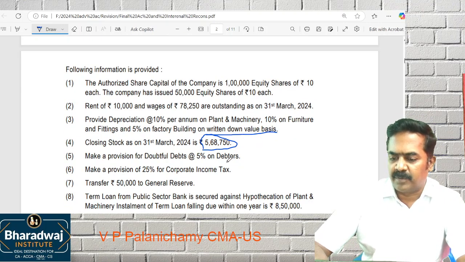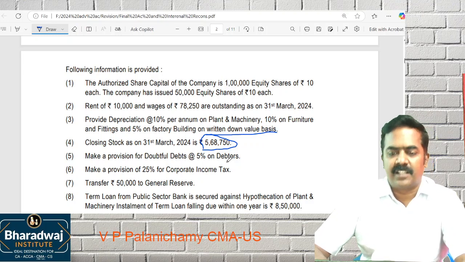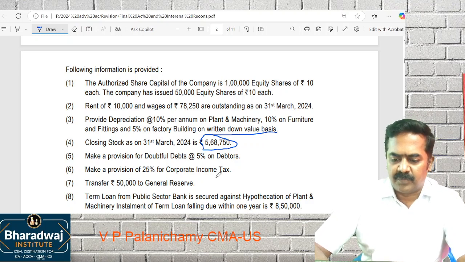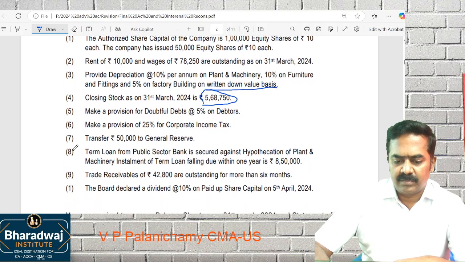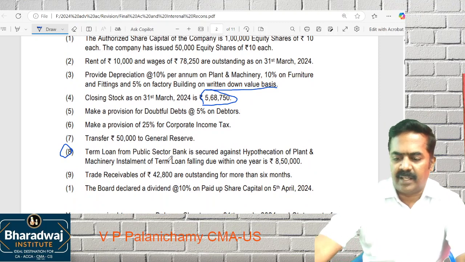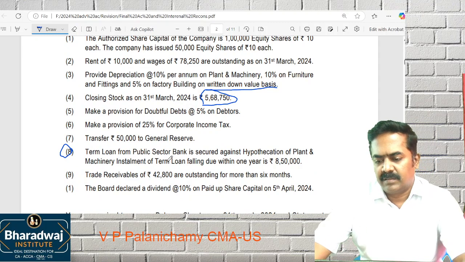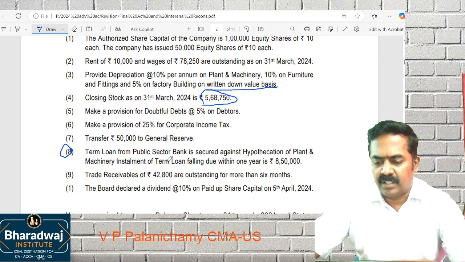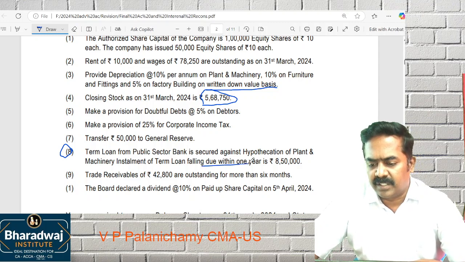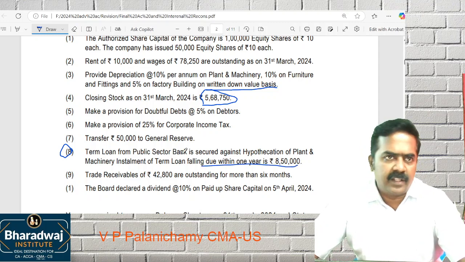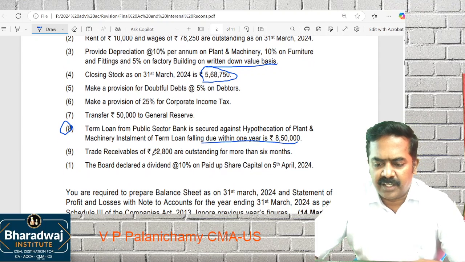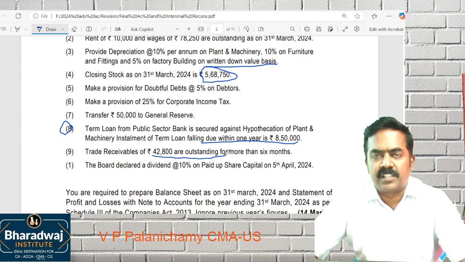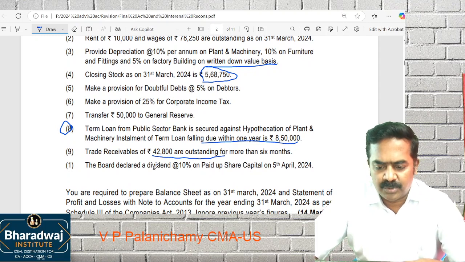They ask you to make a provision for bad debts 5%, it will come in other expenses. Make a provision for income tax, transfer to general reserve. They give you this one: term loan from public sector bank secured against hypothecation of plant and machinery. The loan falling due within the year is how much? 8,50,000. All these things will be included in which one? Notes to accounts. Trade receivable outstanding for more than 6 months will come as notes to accounts.